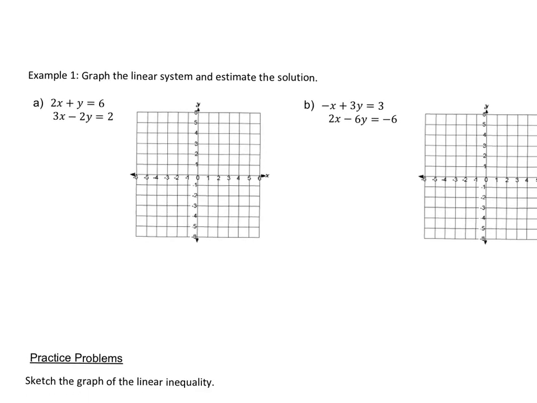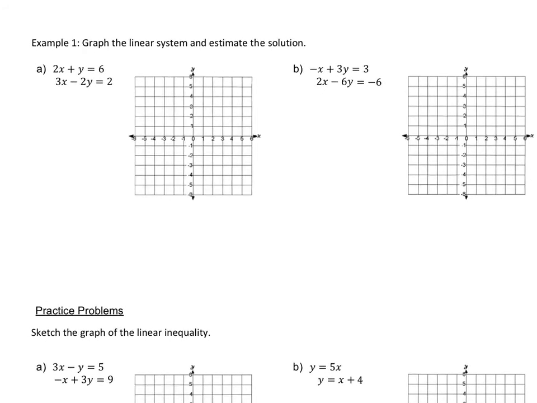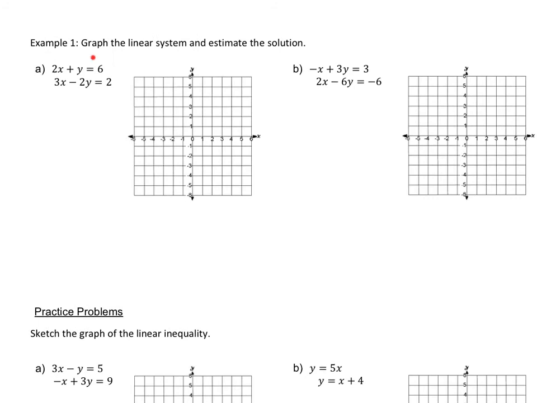So let's start with example 1 here. In this part, you can see that we are given a system of equations, 2 equations, and we're asked to figure out or estimate the solution. So we're going to figure out where they cross and intersect. What coordinate do they intersect at? I'm going to use some colors here just to help us keep track of all these equations. So let's call this equation 1 and this one equation 2.